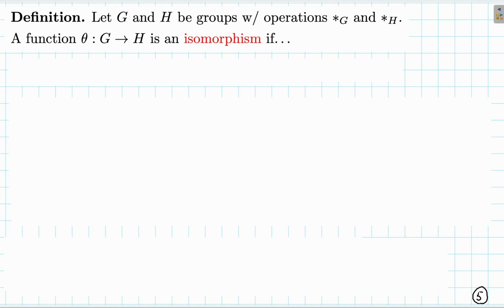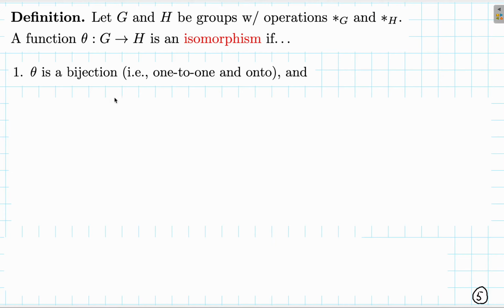Now let's generalize. So suppose we have two groups G and H with their operations star G and star H. Typically, we assume by default that group operations are multiplication. By using these notations, we are specifying which multiplication this is. So this is the operation of G, and this is the operation of H. A function theta from G to H is said to be an isomorphism if two properties are satisfied.